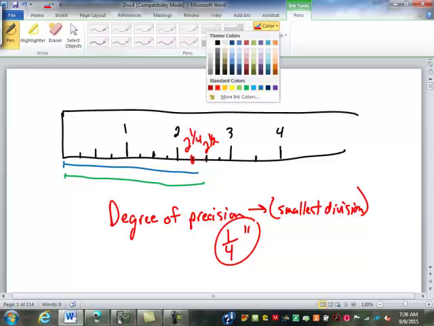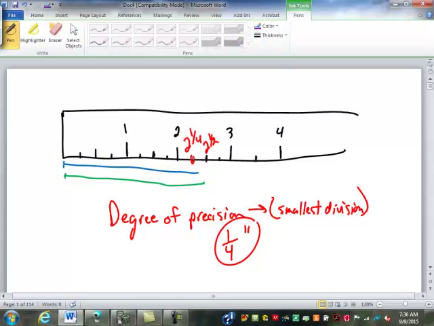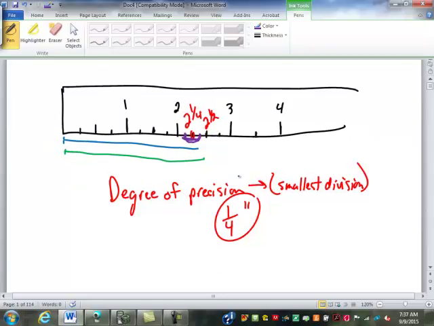Now you'll notice the blue line is not exactly at 2 1/4, is it? But it could be anywhere from here to about here and still be counted as 2 1/4, couldn't it? How far away from that could it be and still be counted as 2 1/4? Yeah, and how far would that be? Well, 1/8 of an inch, right? If this is 1/4 inch between markings, halfway there would be 1/8 of an inch, right? So our possible error, or the built-in error in our measurement, is half the smallest division.